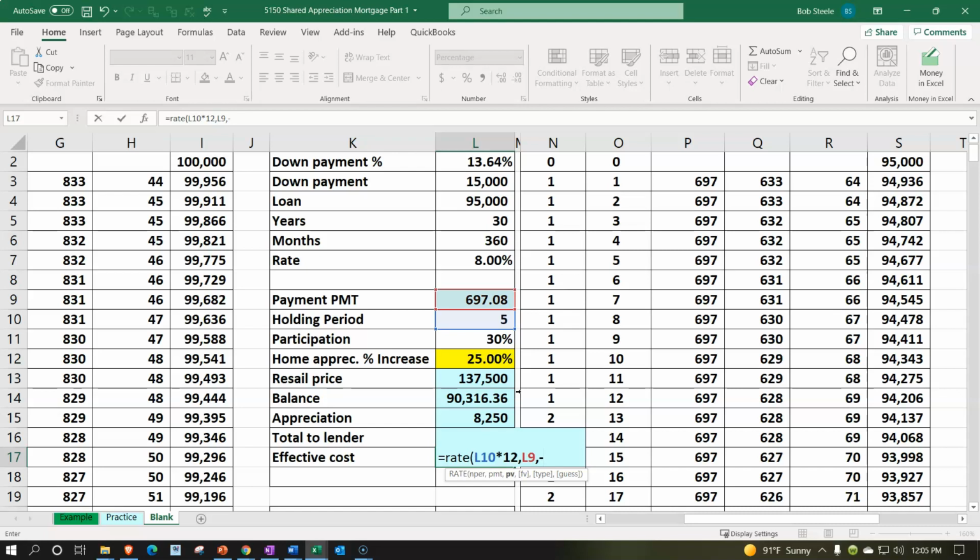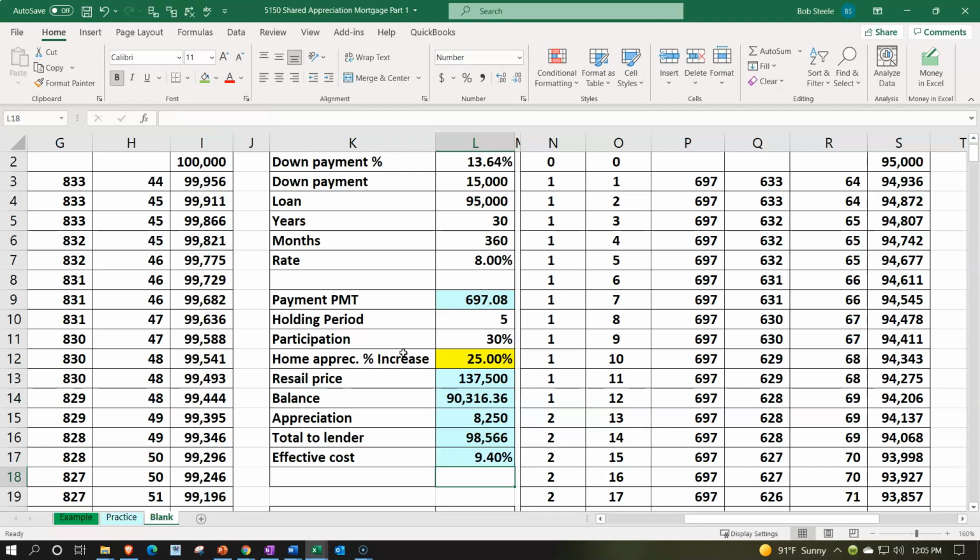That's going to be the loan amount, negative 95,000. And then we'll say, comma, and then we're going to add the future value. And the future value is the amount that we are going to give to the lender after taking into consideration the appreciation or the portion of it that is owed to the lender. That would give us the monthly amount. So I'm going to close it up, multiply it times 12 to get the yearly amount. We get to the 9.4.